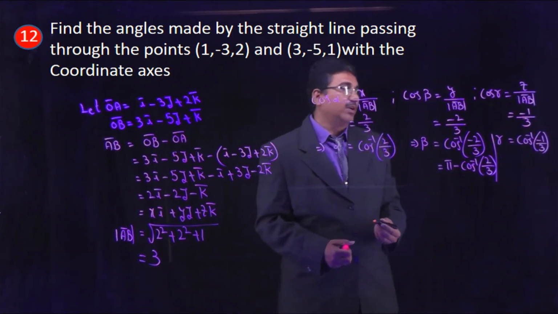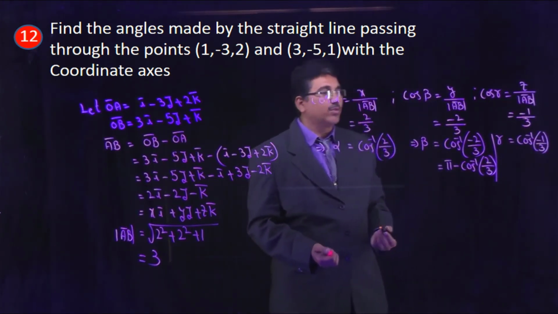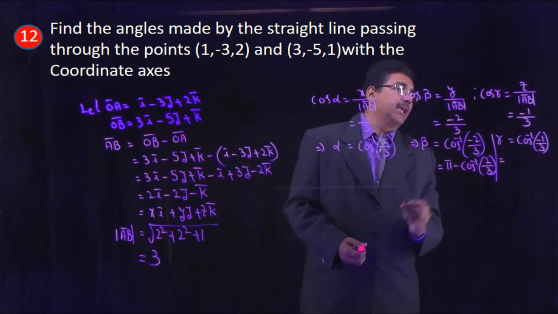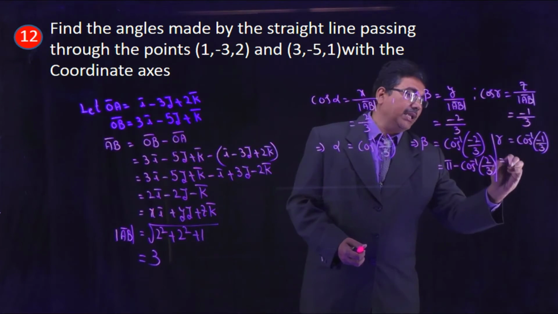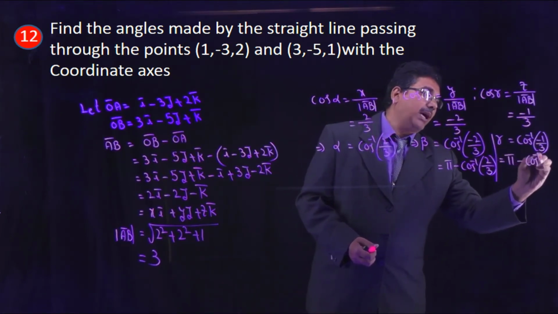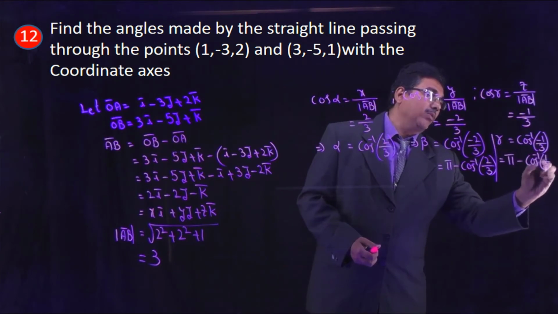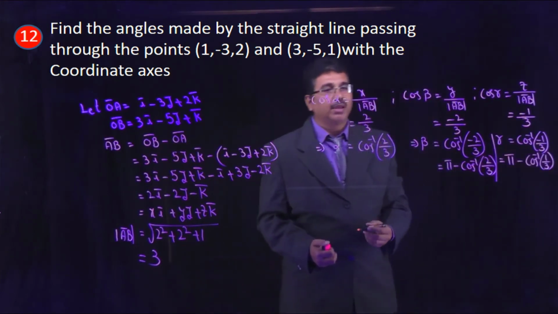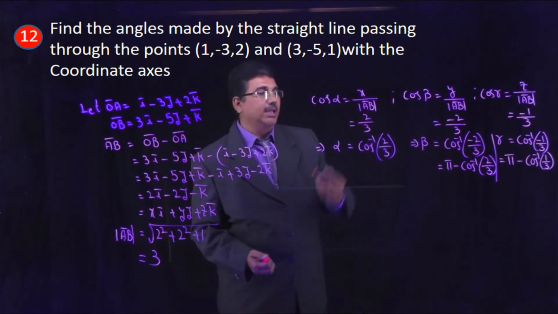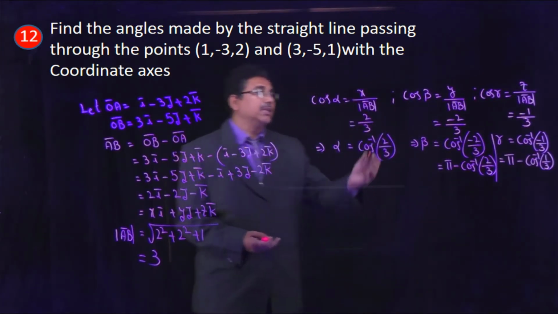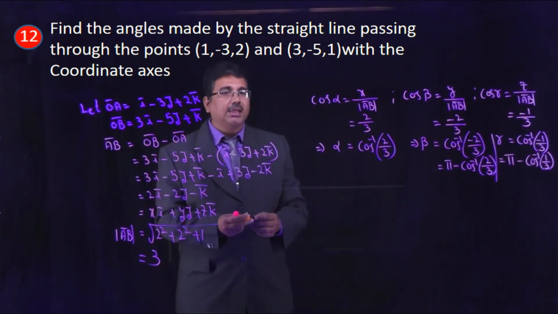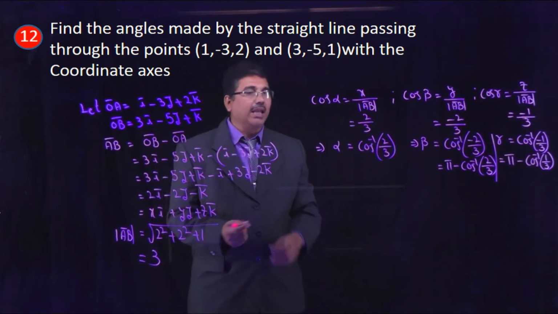Gamma is equal to cos inverse minus 1 by 3. Here also cos inverse minus x can be written as pi minus cos inverse x, so pi minus cos inverse 1 by 3. Right, this is alpha, this is beta and gamma. These are the required angles.